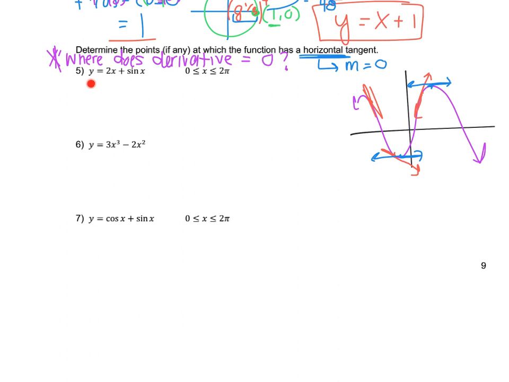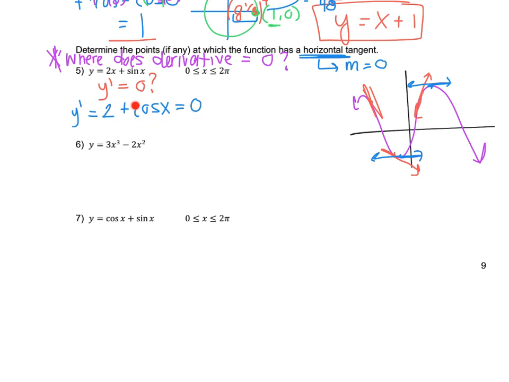All right, so on this first function, where does 2x plus sine of x have a horizontal tangent line? That would be, again, where does y prime, the derivative, equal 0? That's what we want to know. So we need to take the derivative of this. What is y prime? Well, the derivative of 2x is 2, and the derivative of sine x is cosine of x. So we want to know where this equals 0. So now we just solve for x: 2 plus cosine of x equals 0.